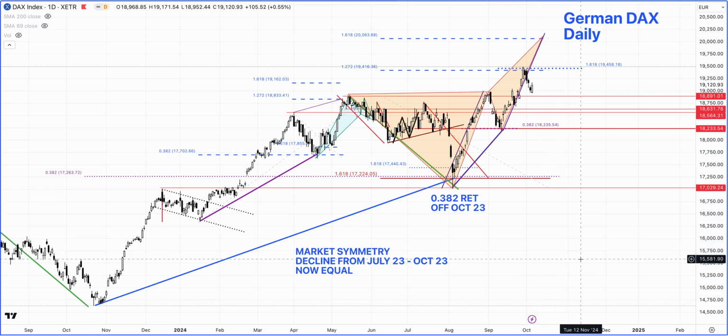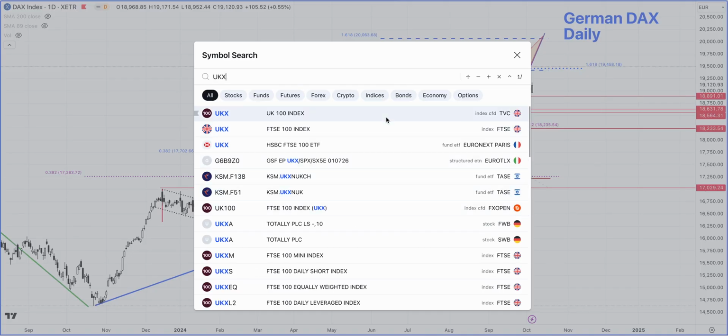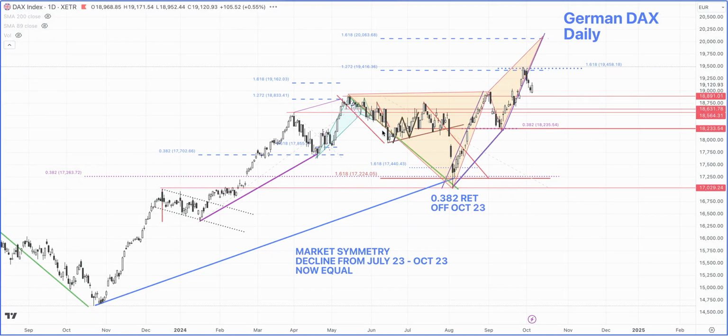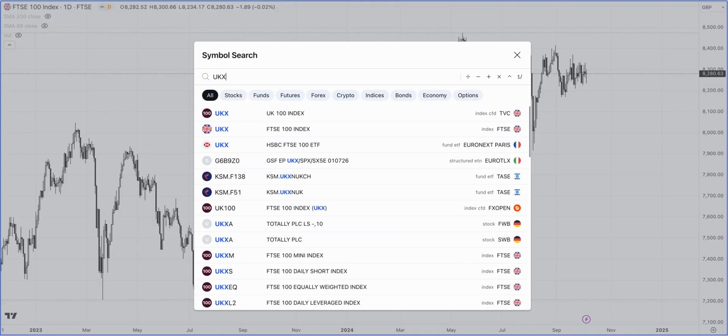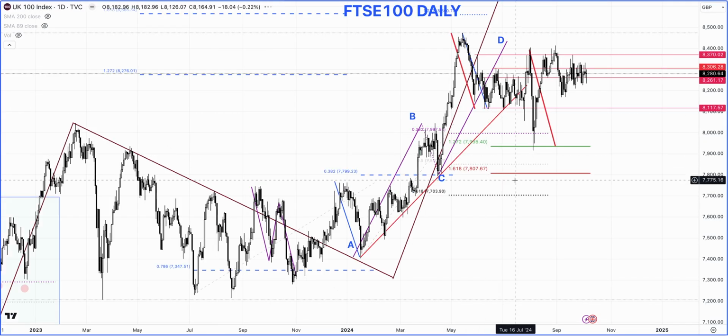Now let's take a look at what is happening across the pond in the United Kingdom. I think I have chosen the wrong one. This is the one we were looking at. Yeah, this is the one.